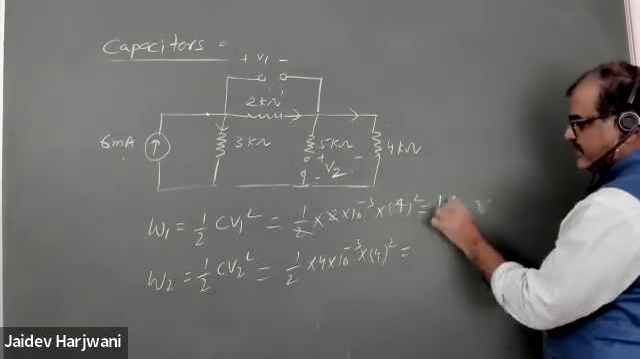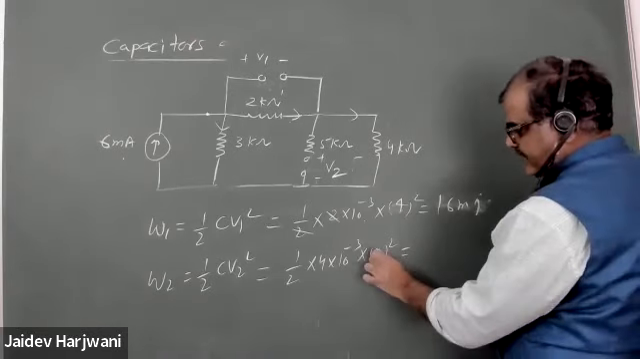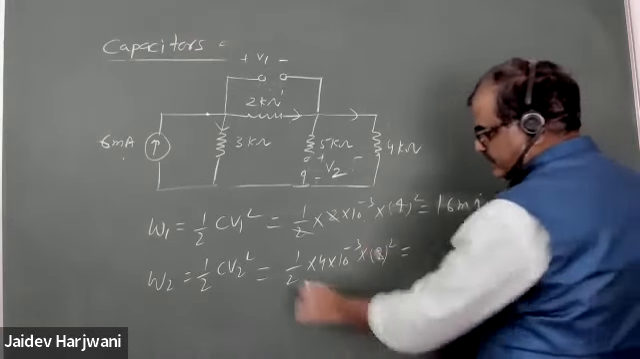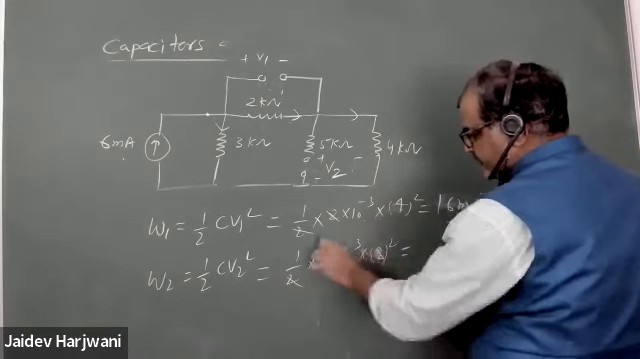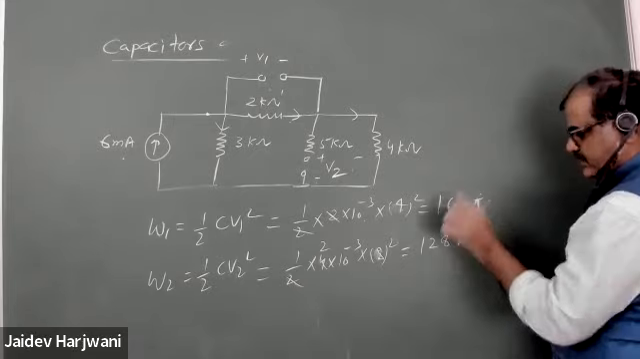V1 was 4 volt. And this is going to be 16 millijoule. And here, how much? 8. It was 8. So 2, 64, 128. So this becomes 128 millijoule. Okay. So this is the correct answer.